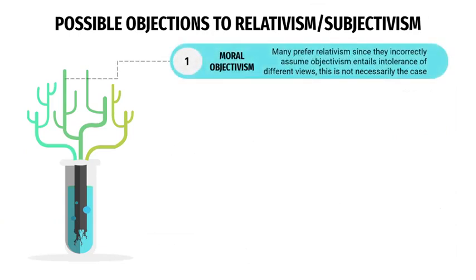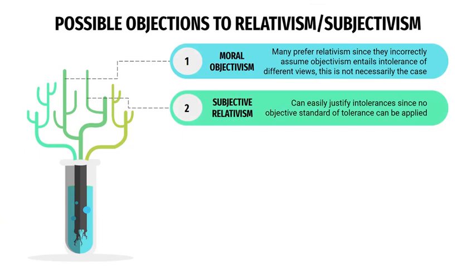Okay, so a couple of objections that I've already mentioned to just chalking it up to relativism, subjectivism. This isn't meant to be fatal, but just something that we need to consider if we're going to be serious about ethics. Many prefer relativism since they incorrectly assume objectivism entails intolerance of different views. But this is not necessarily the case, right? We can learn and be respectful of other cultures and other traditions, even if we don't agree with some practice. So it doesn't mean that we have to be relativists if we're trying to be respectful of other cultures. It's good to be respectful, but it doesn't mean you have to agree with a practice.